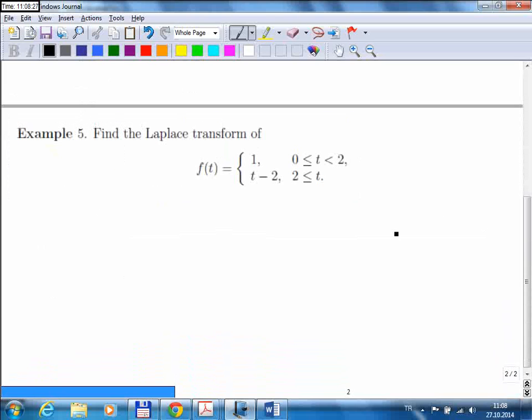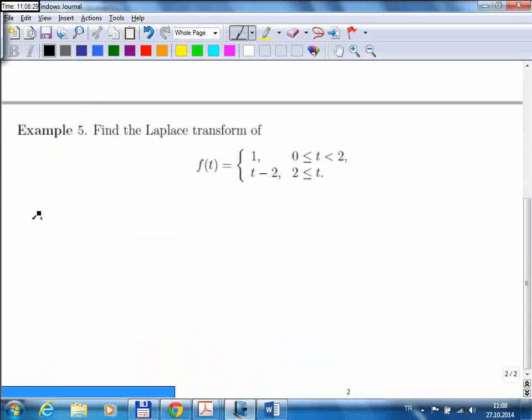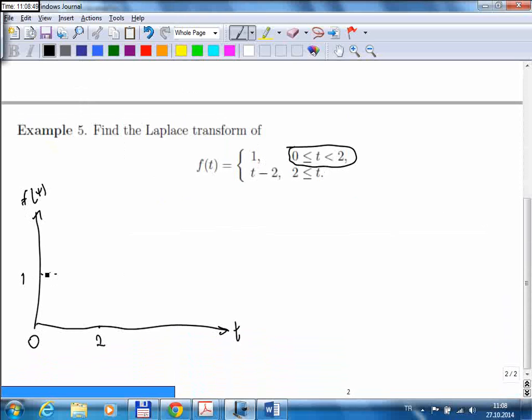It is a function defined in 2 pieces. So let me first plot how that function looks. Okay, so the first part says that between 0 and 2, the value of the function is equal to 1. So if we start from 0, and let me put 2 here, the function has a constant value of 1 in this interval. Okay? And when t is greater than or equal to 2, the value of the function is given by t minus 2. And it is something like this, right? Okay, so this is our function.